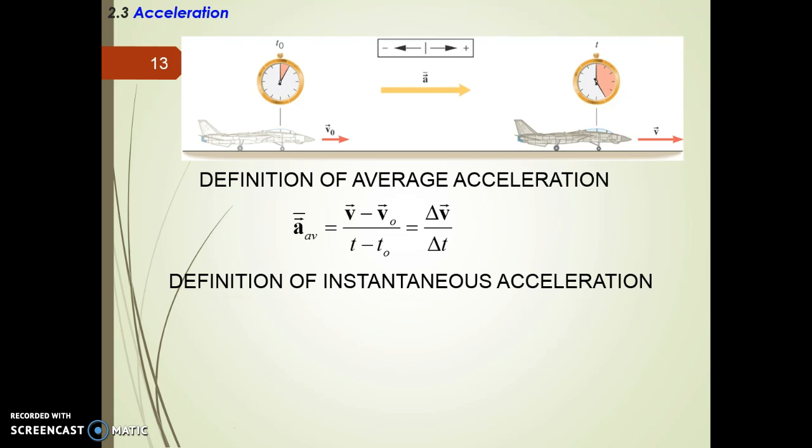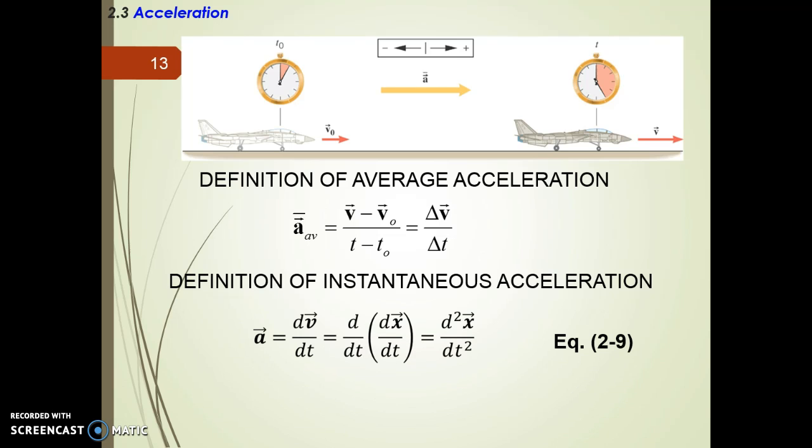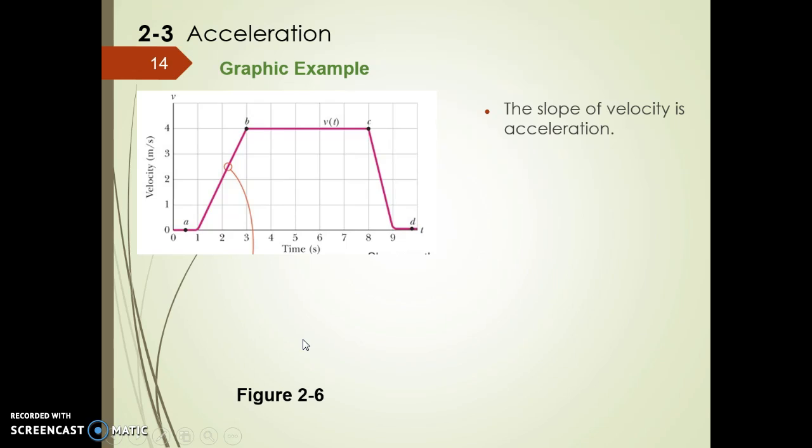Instantaneous acceleration, can you guess? Think calculus. Sure enough, instantaneous acceleration, or what we're going to most commonly refer to as just acceleration, is the second derivative of position with respect to time, which makes it the first derivative of velocity with respect to time, as you can see here. All right, so graphically, what does this look like? Well, again, the slope of velocity versus time graph is your acceleration.